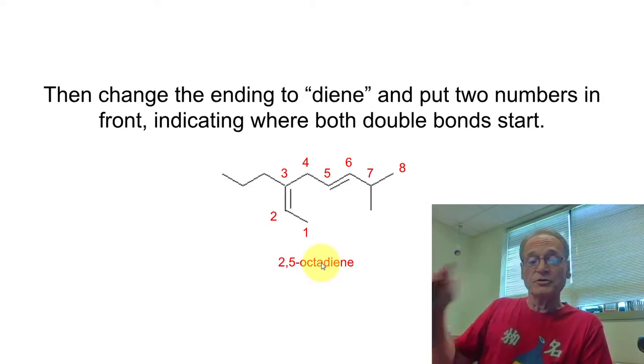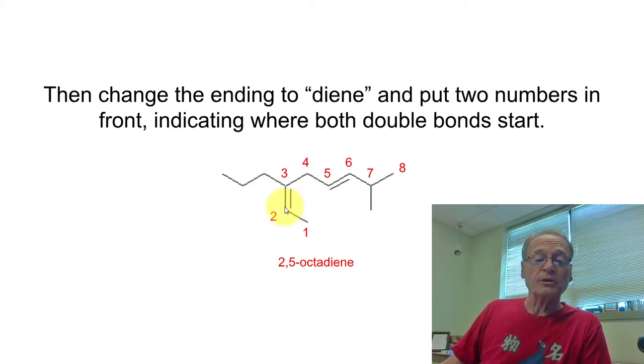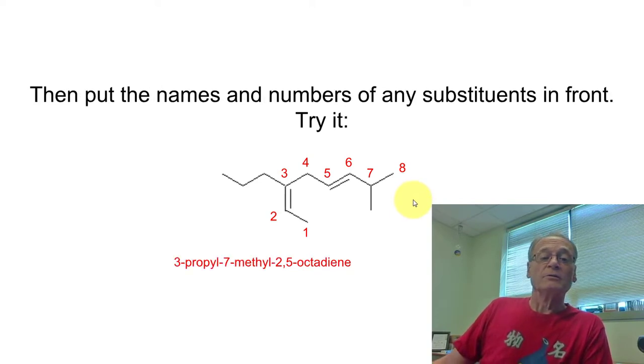Okay, and then the 2 and the 5 are there because the first double bond starts at carbon number 2, and the second double bond starts at carbon number 5. So 2,5-octadiene. And then the rest of it is just going to be a matter of putting on any substituents on that longest chain. So put the names and numbers of any substituents in front. So notice that this then has a propyl group at carbon number 3 and a methyl group at carbon number 7. So it's 3-propyl, 7-methyl. Actually, I think that should be 7-methyl, 3-propyl if we put those in alphabetical order.